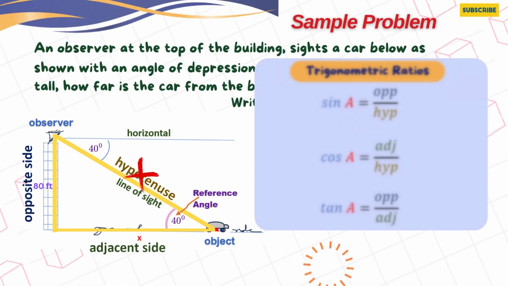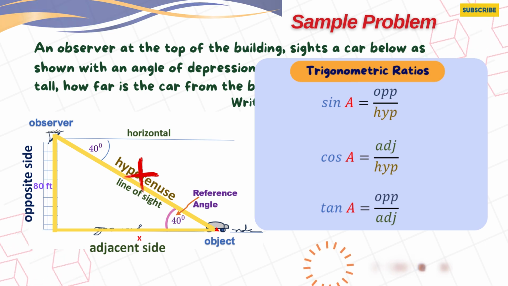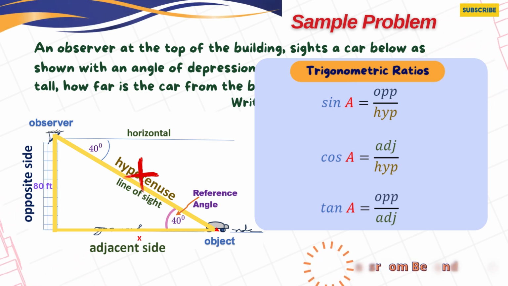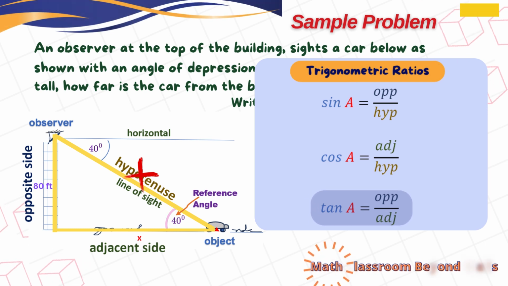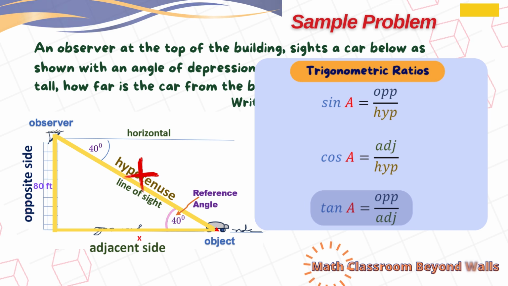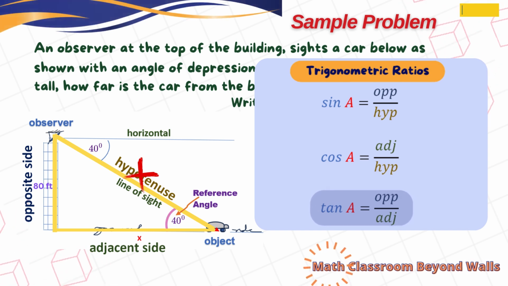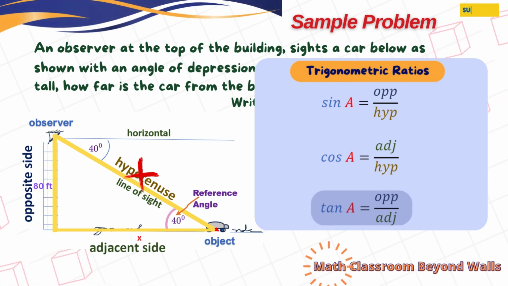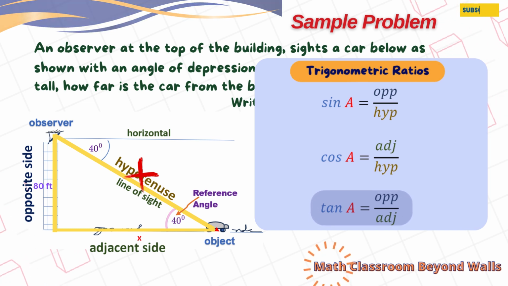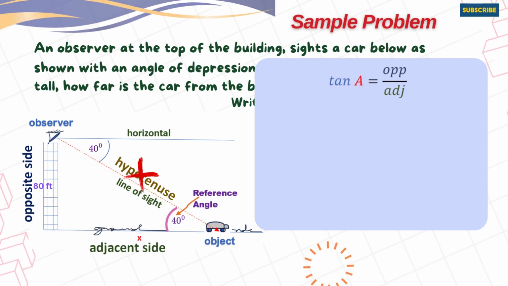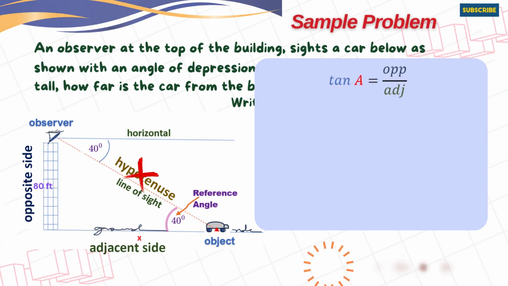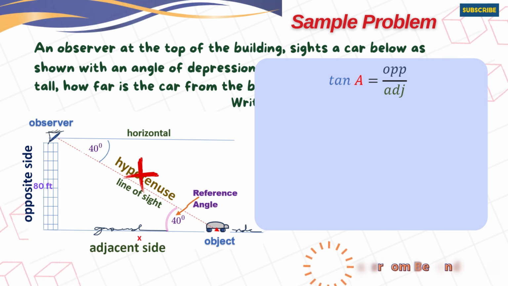Now, of the three trigonometric ratios, which one has the opposite side and adjacent side on it? The tangent. So, we will use the tangent ratio. This is the trigonometric ratio that will help us solve the problem. Now, we start by writing the ratio. So, tangent A is equal to opposite side over the adjacent side.